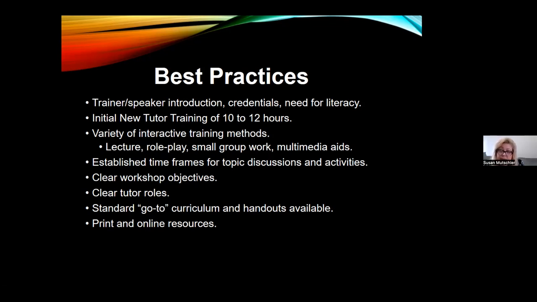And then some of the best practices. ProLiteracy says 12 hours is their recommendation for a new tutor training. But if you have a smaller group, 10 hours might be enough.